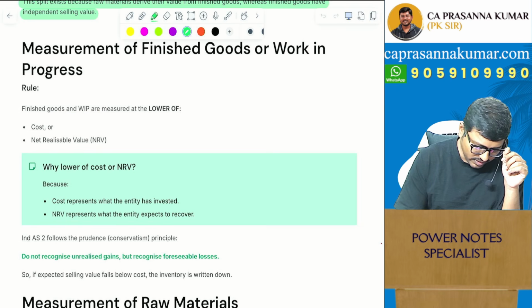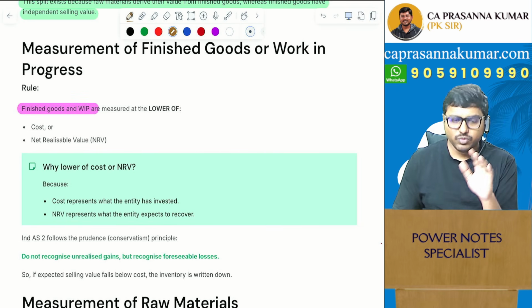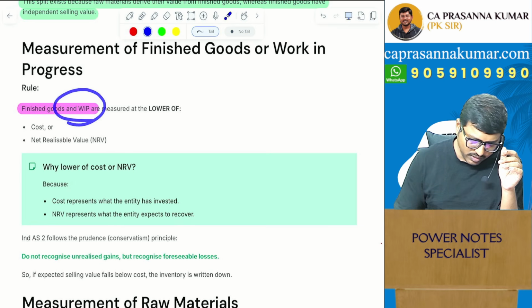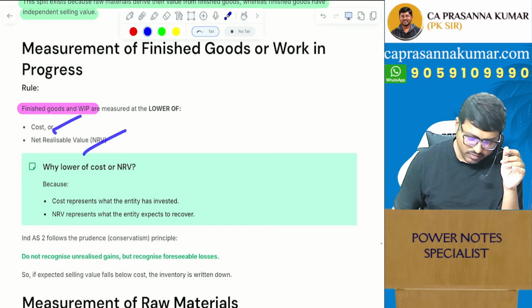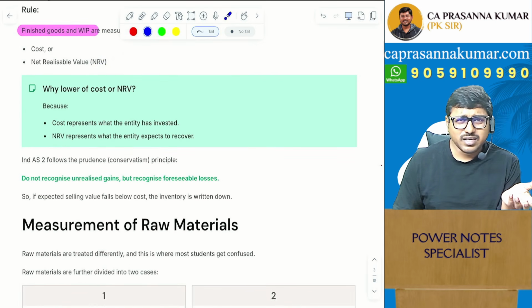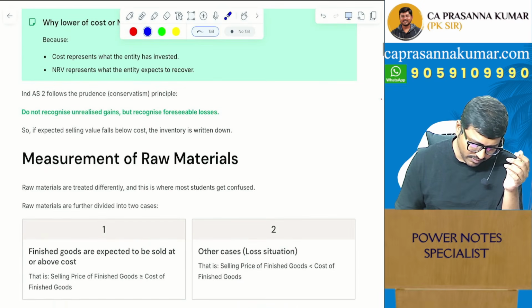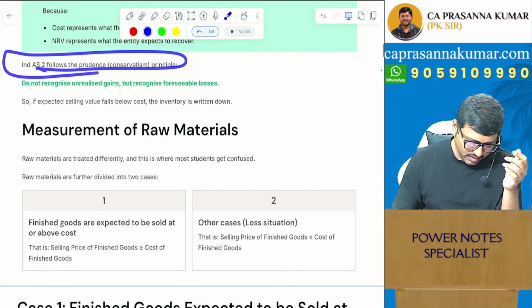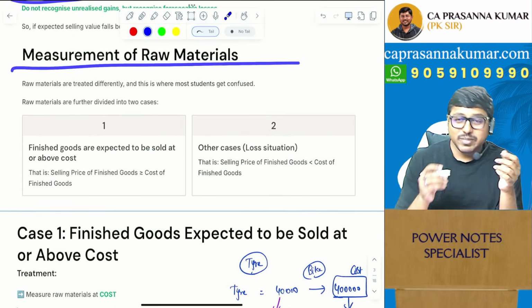So finished goods and WIP, the rule is the same. This is very important, keep this in mind. Finished goods and WIP, the rule is the same. For raw material, the rule is different. Finished goods and WIP are measured at lower of cost or NRV, whichever is less. Why lower? Obviously the conservatism principle, pretty simple. Now the next one is measurement of raw materials.